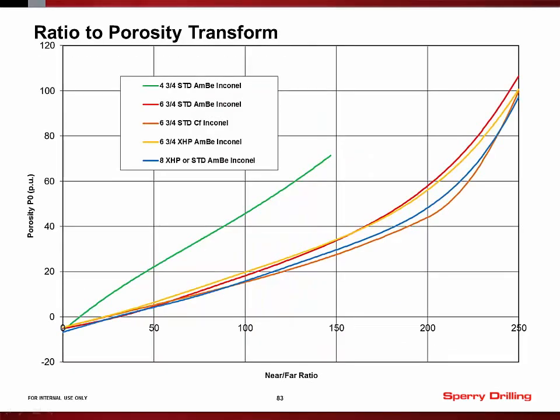So what we can do is in the laboratory, with some measurements and also with some modeling software, we can calculate a relationship between the near-far ratio, that's the ratio between the near and the far detector count rates, and the porosity of the surrounding formation. So we get a nice curve like this for each of the different tool types that we have. So all we have to do is measure the near-far ratio, and then from that, for each tool type, we can read off what the porosity is.